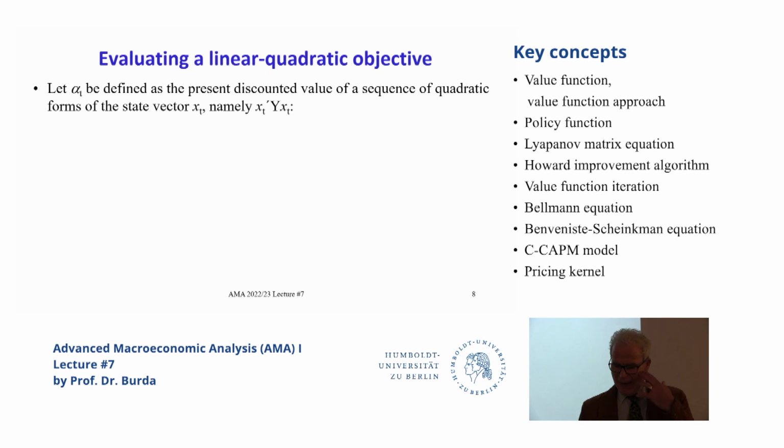So this is first a very abstract way. We started with this alpha. This alpha is a present discounted value of some sequence of quadratic forms. A quadratic form is like a sandwich, x prime times a matrix times x, and it's a scalar valued object. And if you just take the present discounted value of many of those into the future, we can think of that as something you'd like to make as big as possible or make as small as possible.